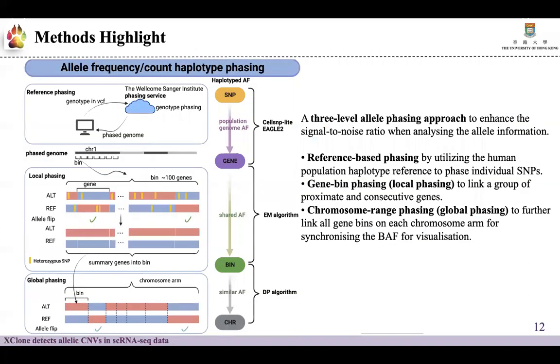Here I need to highlight the methodology of phasing and smoothing in the B allele frequency model. We utilize a 3-level allele phasing approach to enhance the signal-to-noise ratio when analyzing the allele information, and the phasing helps to get a more accurate haplotype allele frequency from the SNP level to the gene level and then to the bin level.